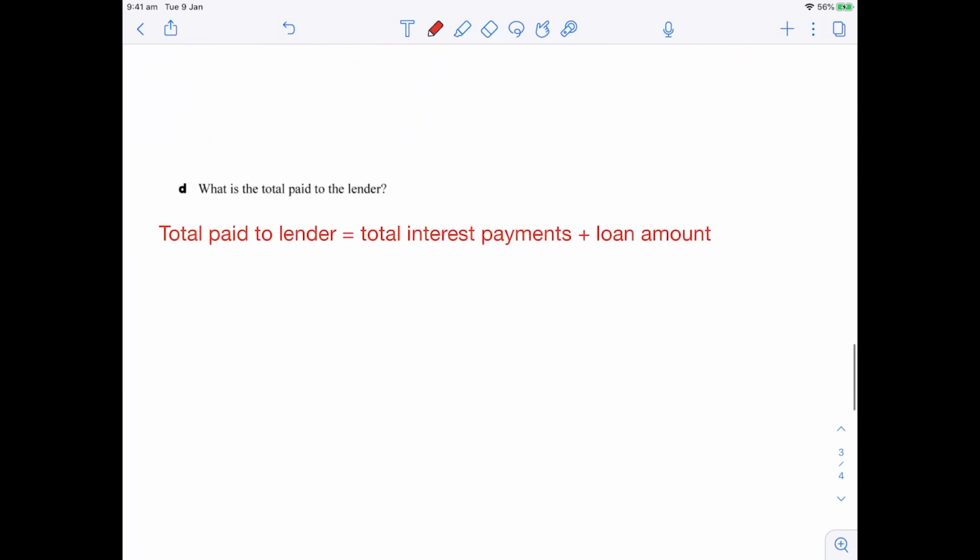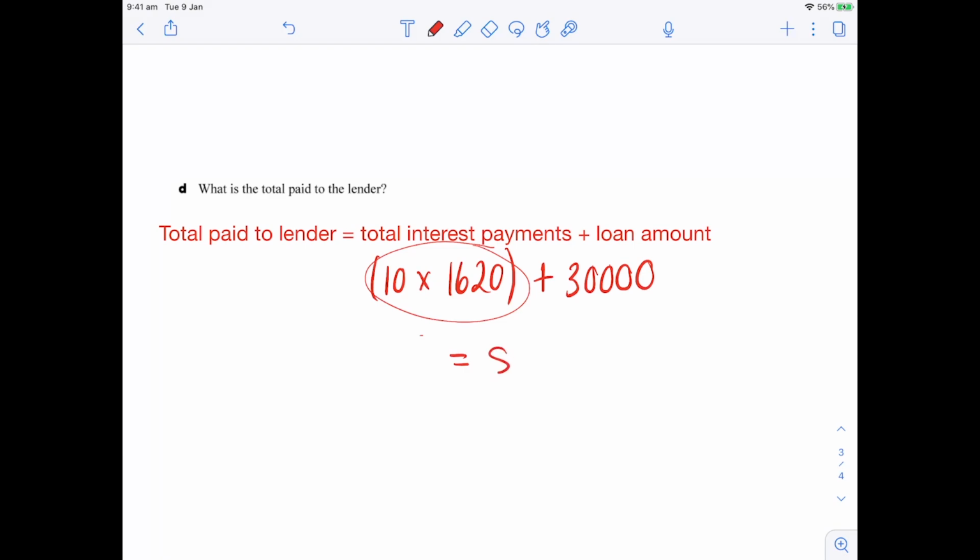Then it says, what is the total paid to the lender? So it's the interest payments, which are 10 lots of $1,620 plus the actual loan amount. So the bank gets your 10 lots of this plus your $30,000, which comes out to be $46,200. Oops, too many zeros.